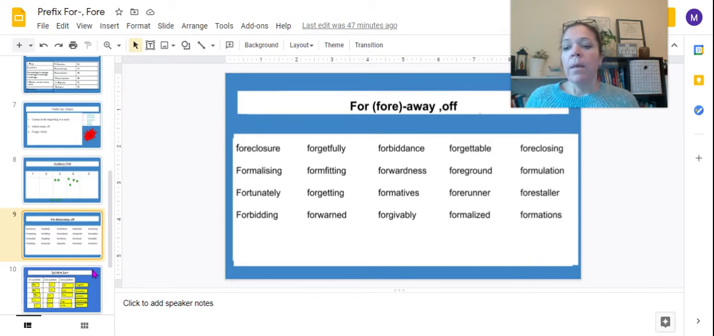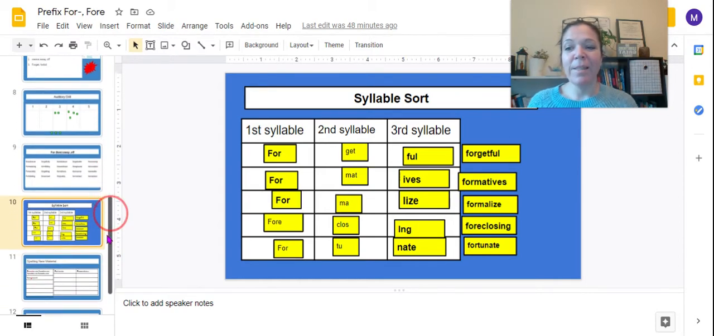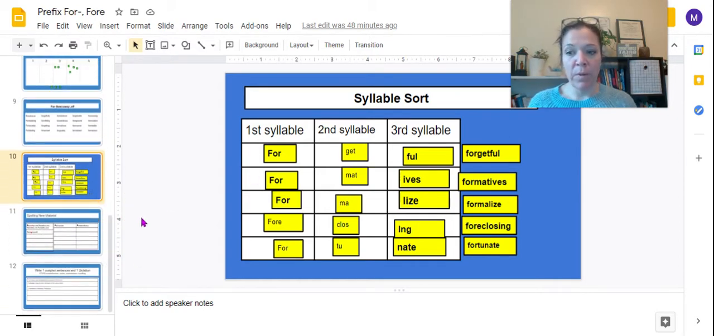Okay. The second part that I add is a syllable sort. So he looks at the word forgetful and he writes each syllable. I add the writing piece so that it actually strengthens the connection with the sound and the writing. And then it's still more of that syllable practice. This really helps, and I made this specifically for this student.